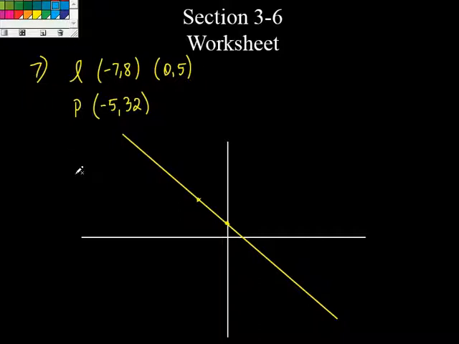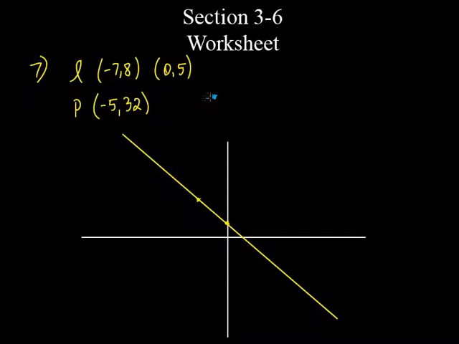All right? And point P, let's do this in a different color. Let's go blue. Point P is negative 5, 32. So now this was negative 7, so we'll go a little bit shorter than negative 7. Now 32, which is going to be way up here, isn't it? We'll say about right there. You with me? All right, we want to find the distance from that blue dot point to this yellow line. So what am I going to do? I'm going to make this go where? Perpendicular. Perpendicular, very good.